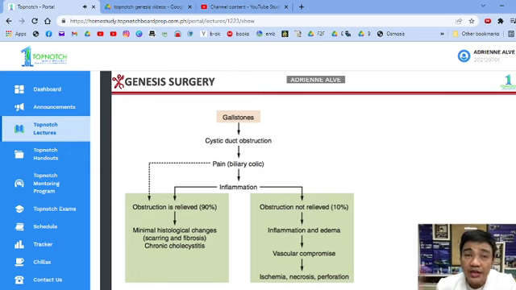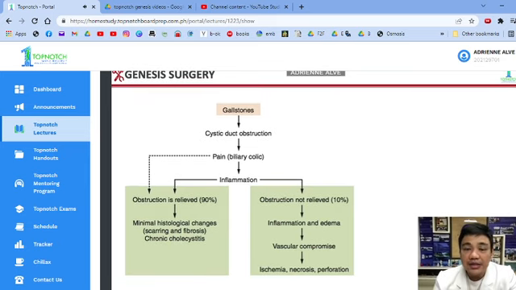But if the obstruction or hindi bumalik yung stone doon sa lumen, it's not relieved, okay? Inflammation can lead to edema, eventually mamaga siya, magkakaroon ng vascular compromise, so magiging necrotic yung area na yun, and it could lead to perforation. Okay, so yun yung spectrum ng cholecystitis. And ito yung, if you look at this point, ito na yung complications of cholecystitis. Ito na yung mga pathophysiology nun, ng necrosis and then your perforation.